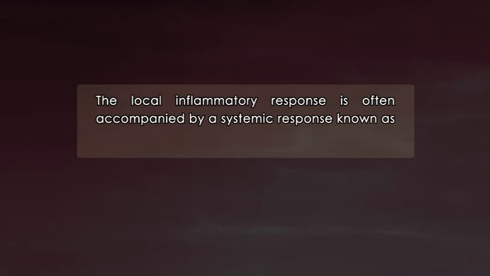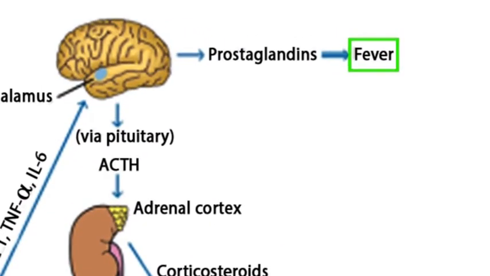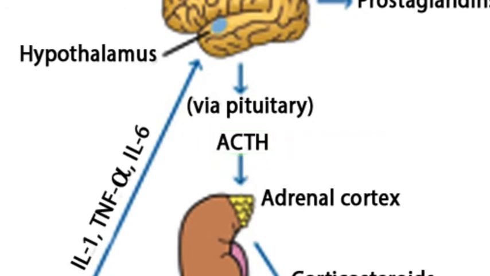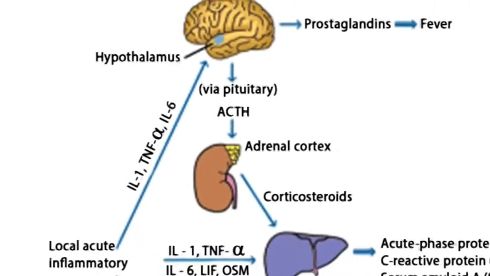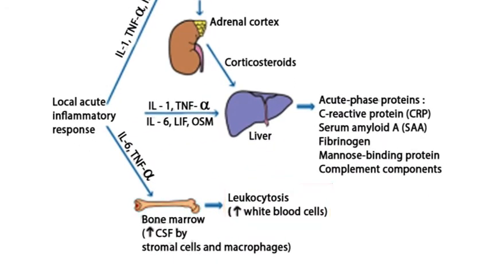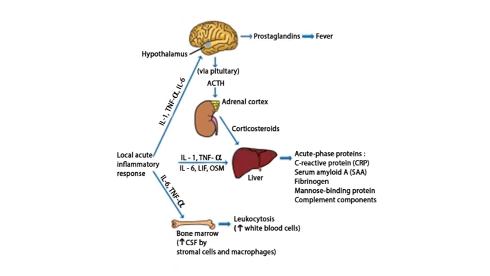Systemic acute phase response. The local inflammatory response is often accompanied by a systemic response known as the acute phase response. This response is marked by the induction of fever, increased synthesis of hormones such as adrenocorticotropic hormone and hydrocortisone, increased production of white blood cells or leukocytosis, and production of a large number of acute phase proteins in the liver.